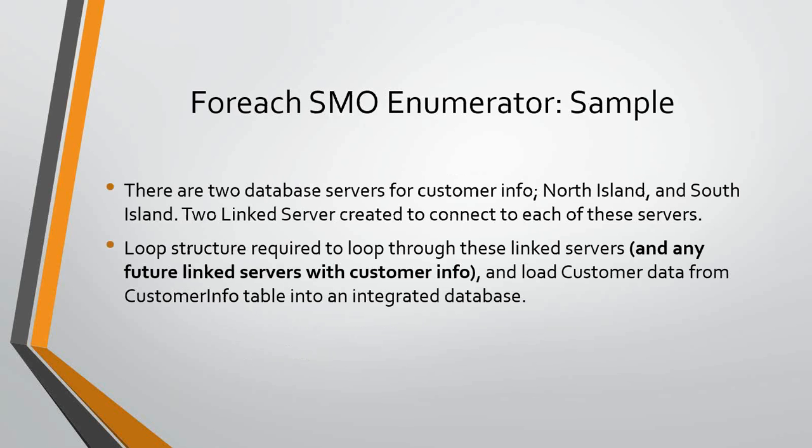As a sample for this, we can assume that there are two database servers for customer info, for example, North Island and South Island, and we have created two linked servers for each of these, and now we want to loop through all linked servers, not just those two, because, for example, there might be another linked server added after a few months. So we want to loop through all of those and load customer data into the customer info table. We can use this SMO enumerator for this.